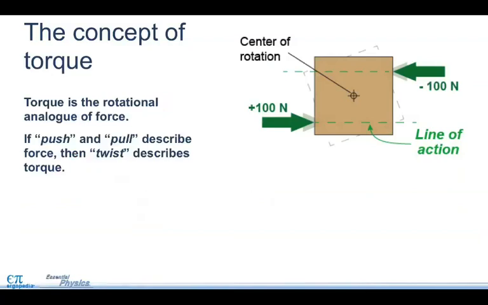Remember, when we studied circular motion, we said that the linear variables and the angular variables for displacement, velocity, and acceleration were analogs of each other. Well, torque is the rotational analog of force. So force is in the linear world, torque is in the rotational world.